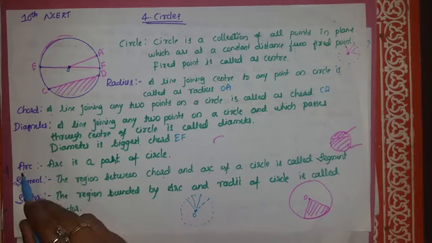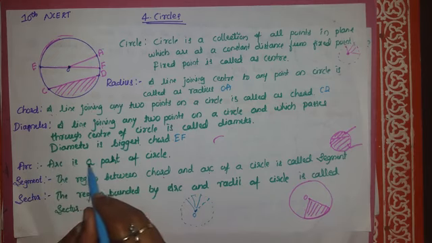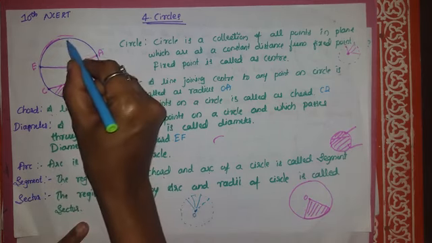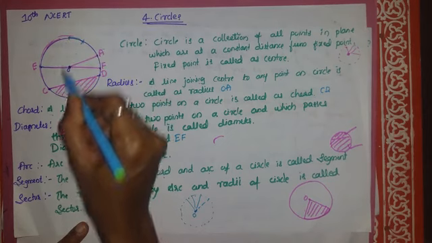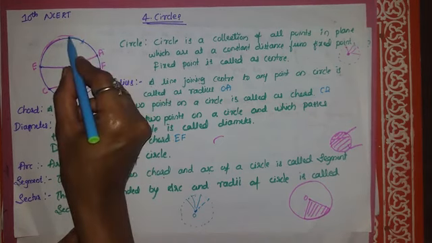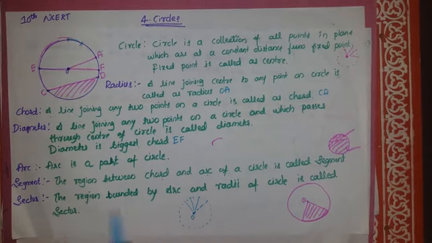Then next, arc. An arc is a part of a circle. Consider this part of the circle. This is called an arc of the circle.